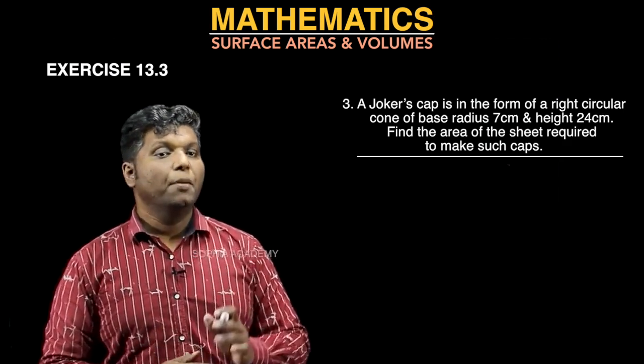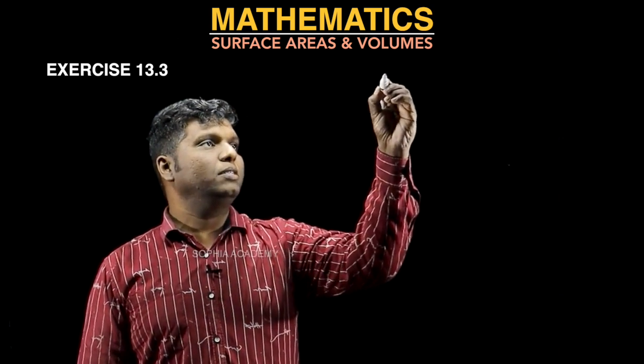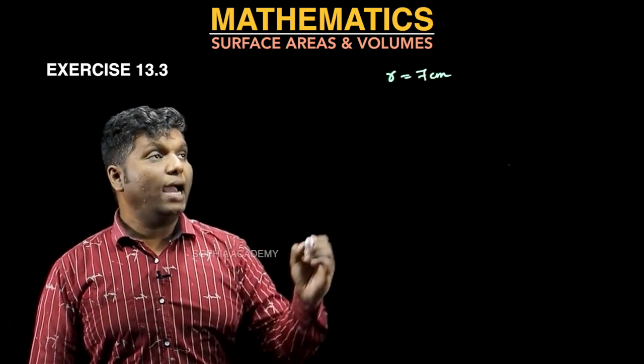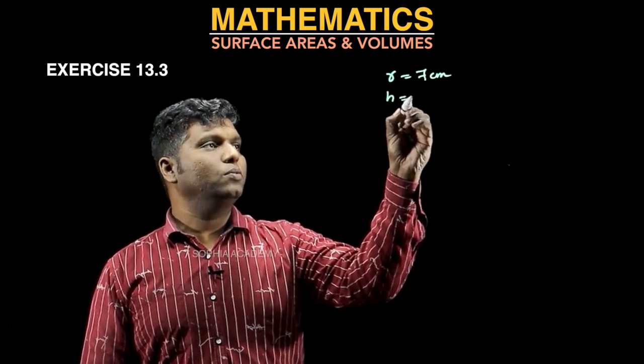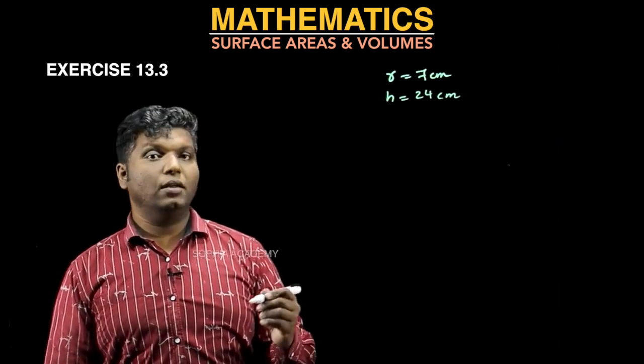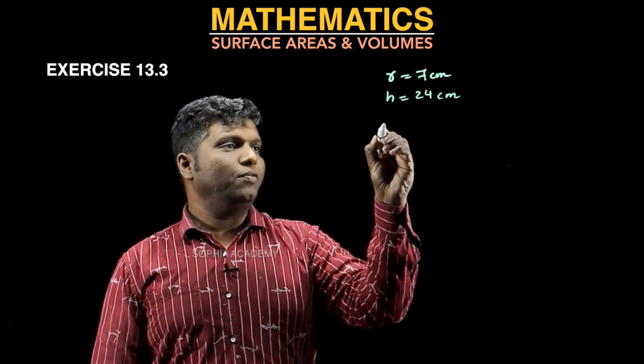The first one is the base radius of the conical cap, r equals 7 centimeter. Then the height of the cap is given, h equals 24 centimeter. Right? So normally what will be the next thing? The next thing which you have to find is l itself. You have to find l.